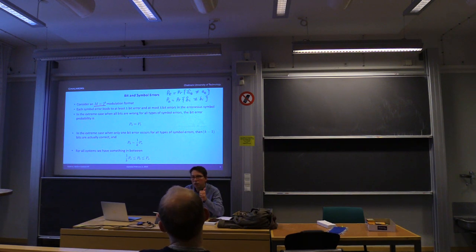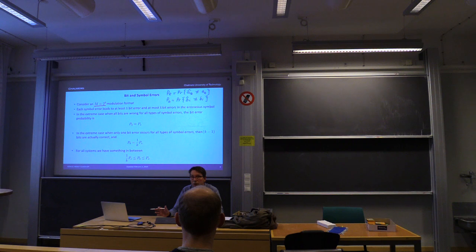Then, if we make a symbol error, okay, so this event has happened: Â_k is not equal to A_k. Then, what can we say about the corresponding bits which were carried by the symbols? Well, we can say at least one of the bits is in error, right? Because not all bits can be correct, because then the symbol would also be correct. Okay. So a symbol error leads to at least one bit error, and at the most k bit errors. Okay. So if we transmit 4 bits, and I know that the symbol is wrong, then I know the pattern is wrong.